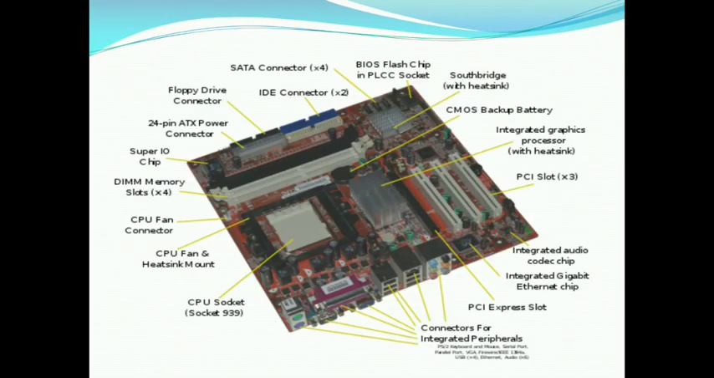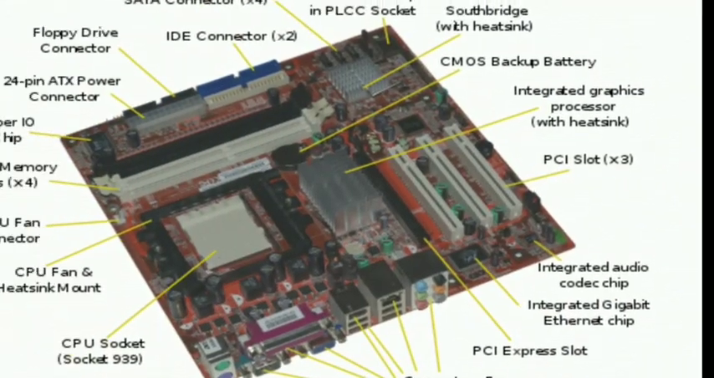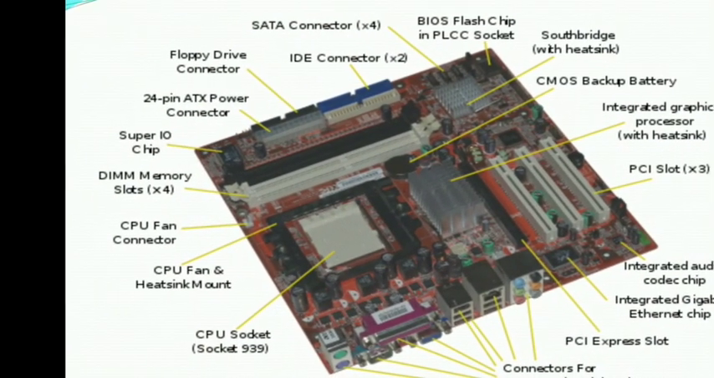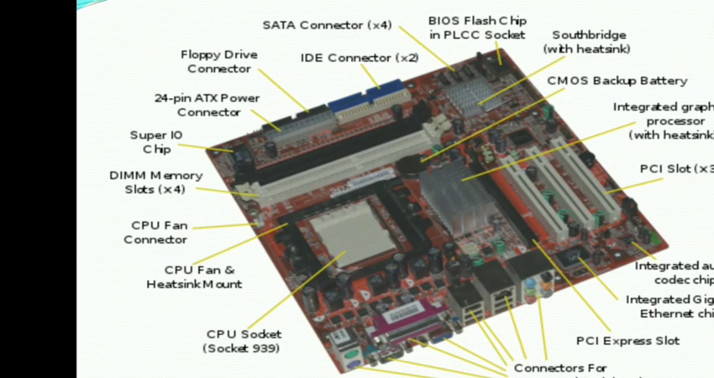Here you can see the motherboard. Here are the different parts you can see on the motherboard: the CPU fan connector, here is the CPU fan, and here you can see the integrated audio codec chip. These are the parts just for your personal knowledge. If you want to explore these things, you can explore.